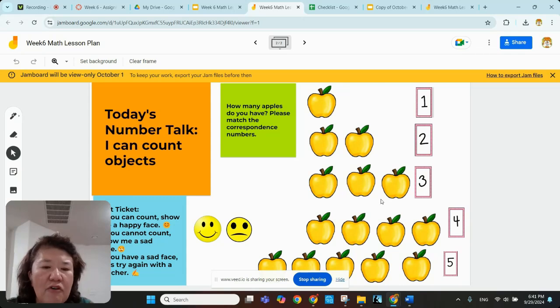So I will mainly focus on teaching them. If they count up to five, I will let them do the next activity. And if they have a sad face, I will assess their ability, whether they can count, what they can count, and if they don't know the last number they counted is the total number, I will mainly focus on those things.